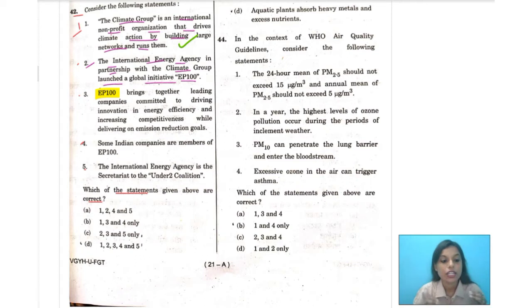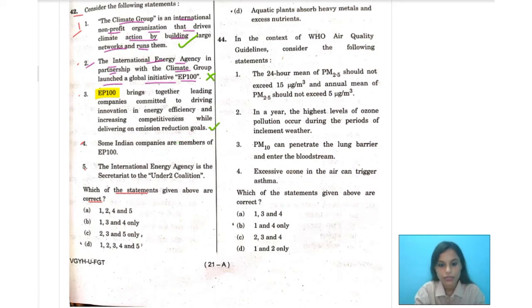EP100 is a global initiative which is led by the international non-profit Climate Group, bringing together over 120 smart energy businesses which is committed to measuring and reporting on energy efficiency improvements. So we can say statement number 2 is incorrect, but statement number 3 is correct.